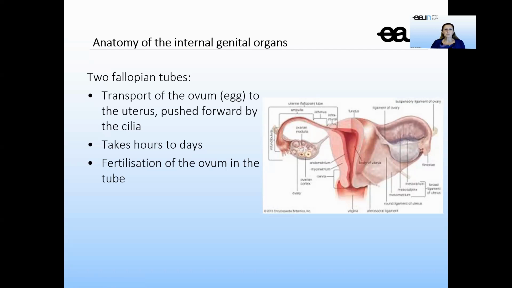Sometimes from the right, sometimes from the left, and it's pushed forward by cilia, and that's a kind of tissue which can push the egg towards the uterus. And that takes a few hours to some days, and in this period, the woman is fertile. So then the egg can be connected to the semen, if that's present, of course.